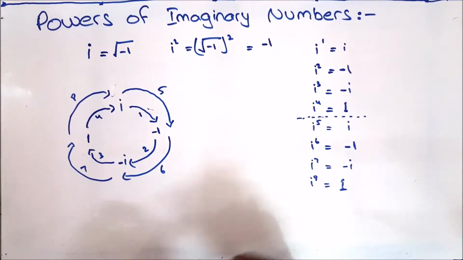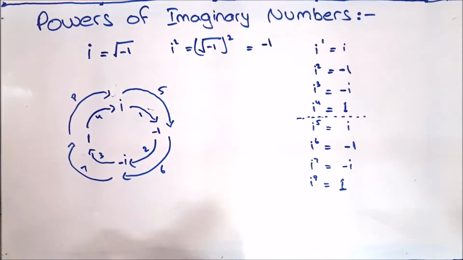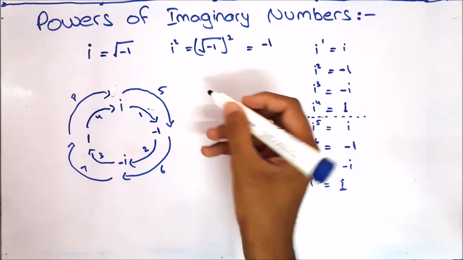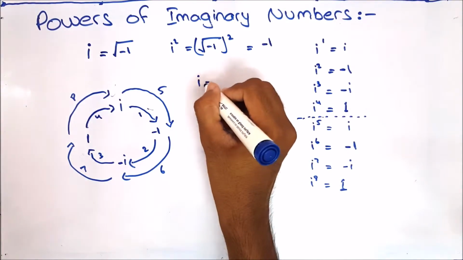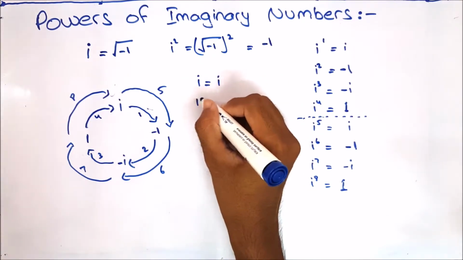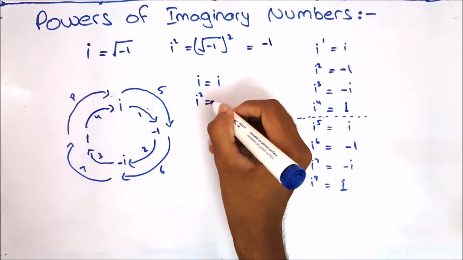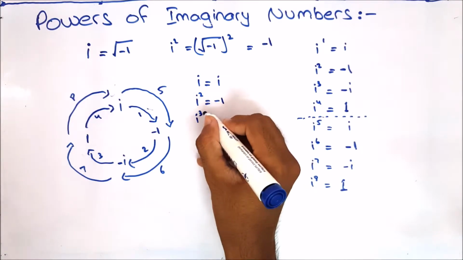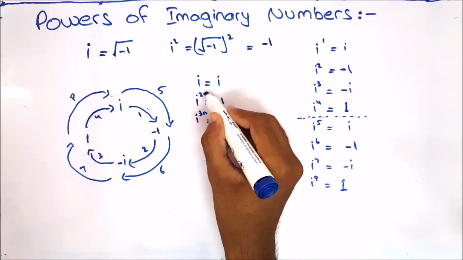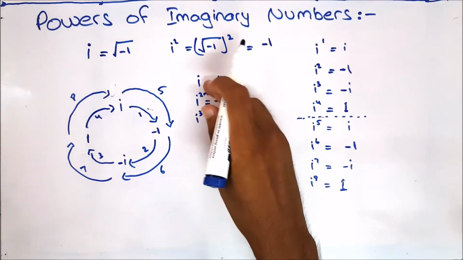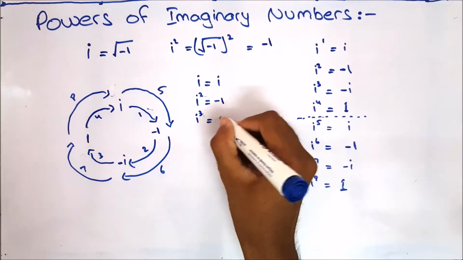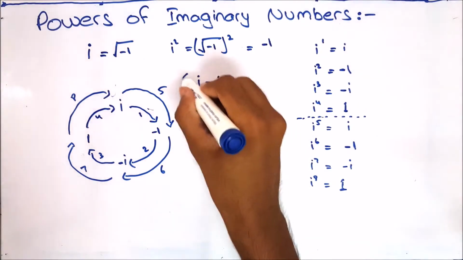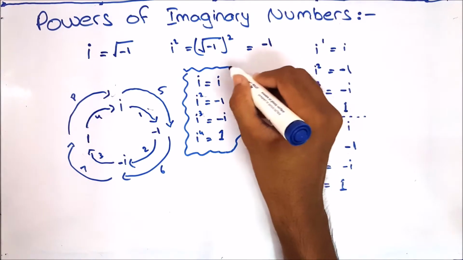Okay, so since we know the cycle repeats, to generalize it, I can write it as: when i has a power which is a multiple of 1, it's i. When it is squared, or any power which is a multiple of 2 but not a multiple of 4, it's minus 1. I'll clarify it later. i to the power 3, any multiple of 3, it's minus i, and i raised to the power 4, it's 1. For now just keep this in mind, because the cycle repeats, we only get these 4 answers.